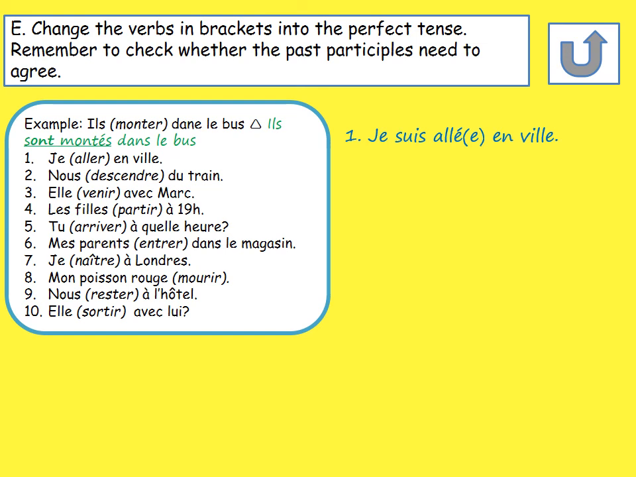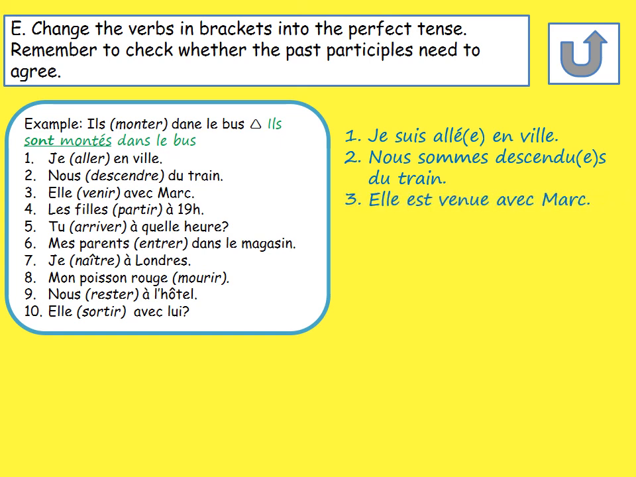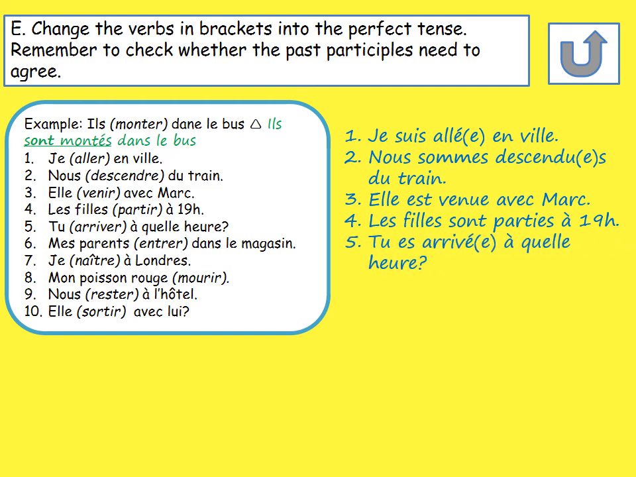Je suis allée en ville. The E is in brackets because obviously if you're feminine you add the E. Number 2. Nous sommes descendus du train. It's an RE verb, takes a U. Elle est venue avec Marc. So it's an irregular past participle. Les filles sont parties à 19h. The girls left at 7 o'clock. Tu es arrivé à quelle heure? What time did you arrive?